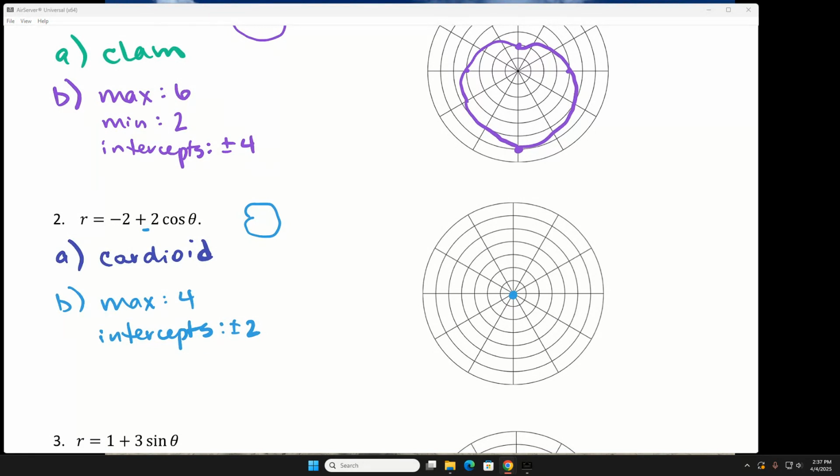So I'm going to go 4 to the right. I'm going to have my 2 little intercepts, up 2 and down 2. Okay. And then I'll make my heart. Let me try that. I'm really bad at drawing these with this Apple Pencil.